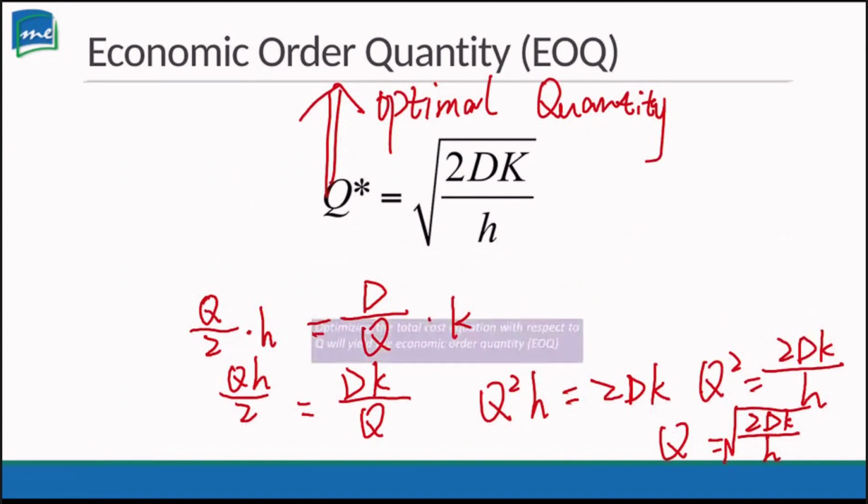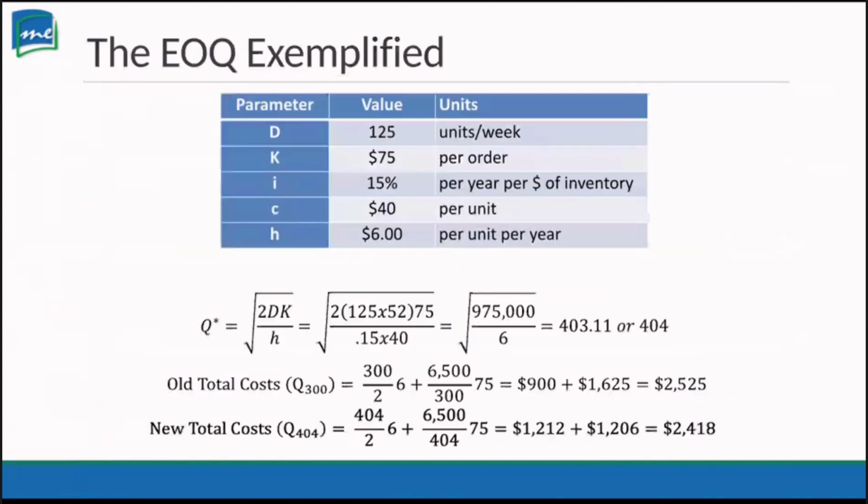So let's take a look at the example here. A bookstore currently orders 300 Wildcat headphones at a time. So each time they place an order, they place 300 units.